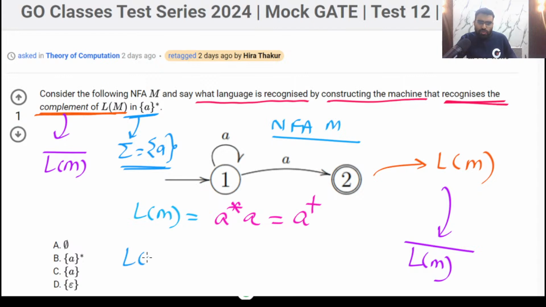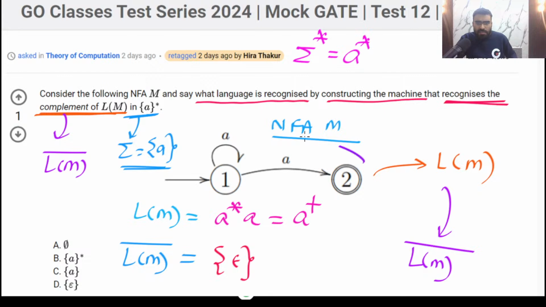Now, what is the LM complement here? You can see your alphabet is basically A. So you can see sigma star, the set of all strings, that is basically your A star. Okay. So you can easily see the complement of LM is going to be only the empty string. You can see this given NFA does not accept empty string.